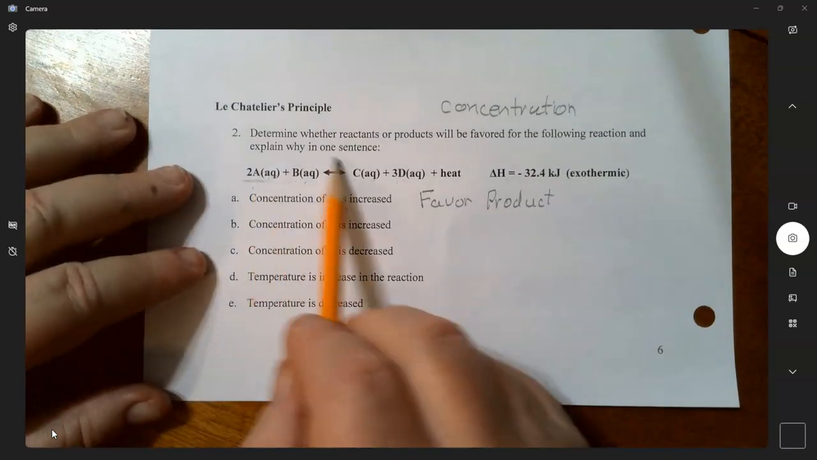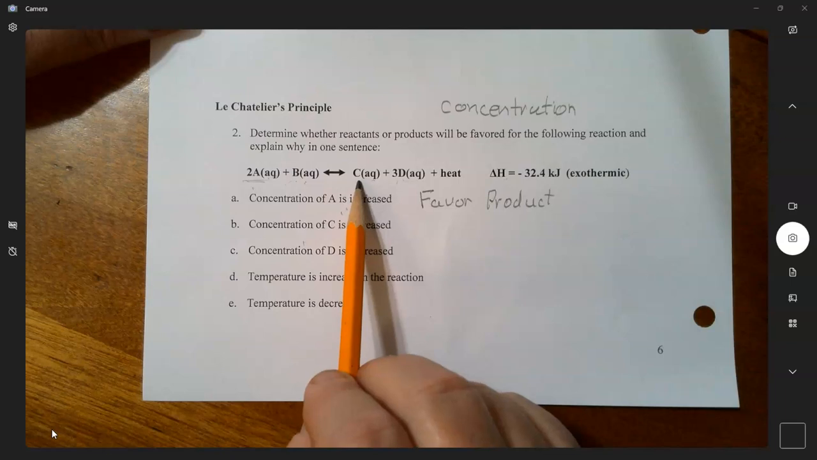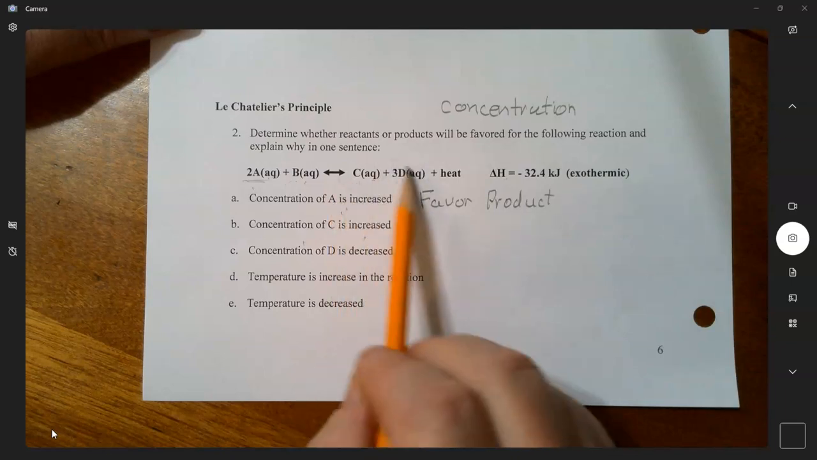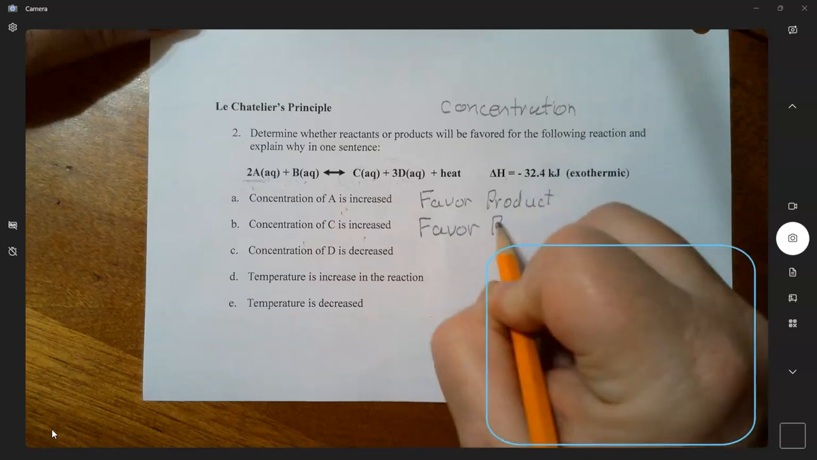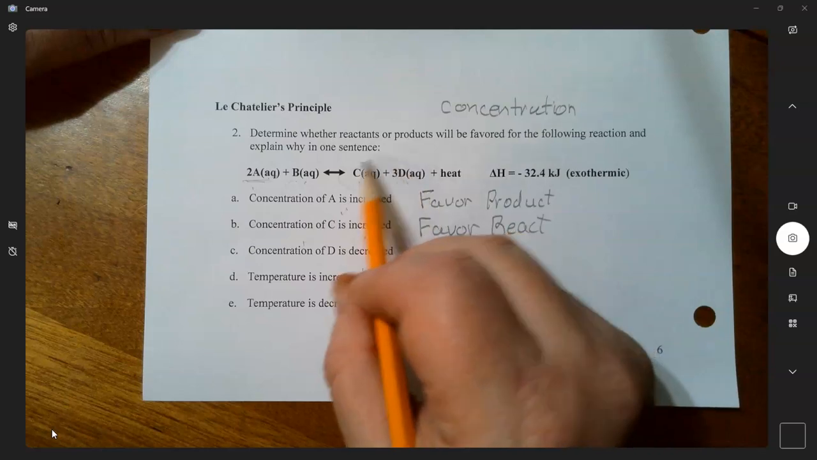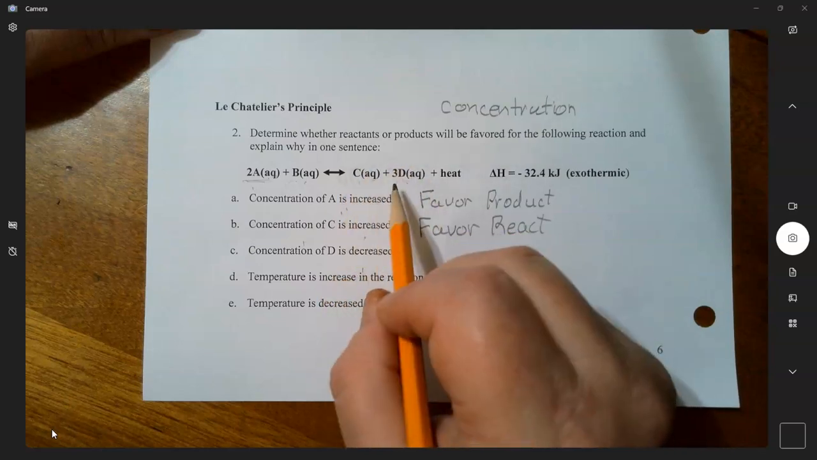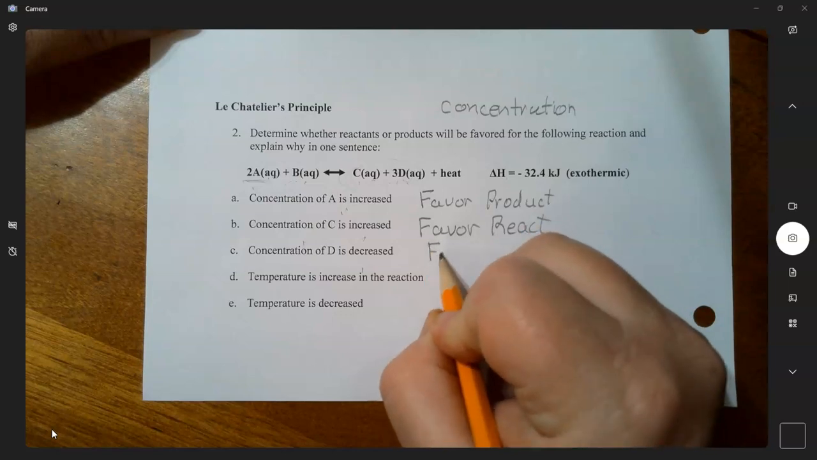So making this side more crowded favors products. Concentration of C is increased, so that's on the product side. You made this room over here more crowded, so that's going to favor reactants. Okay, concentration of D is decreased. It's on the product side, so that makes this room over here less crowded, so the people want to move to the less crowded room, so that's going to favor products.